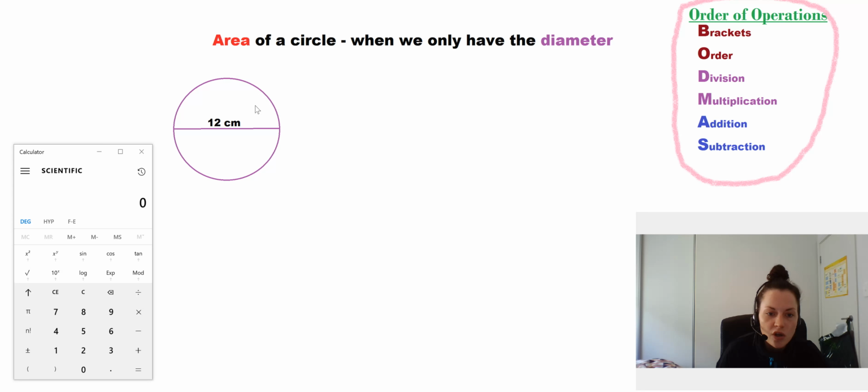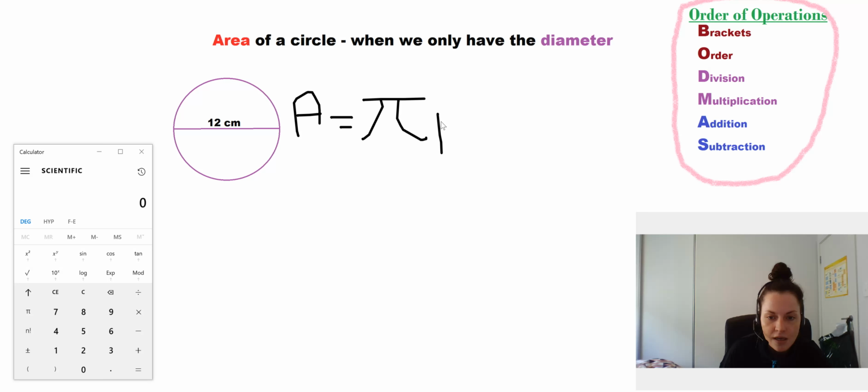Okay, so in order to calculate this, firstly I need to pop in my equation, so we know that A equals pi r to the power of 2, or pi r squared. So we're going to substitute our values.